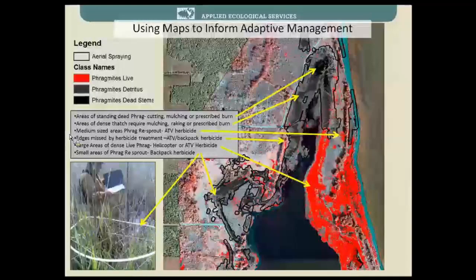Mapping has been really a critical way to not only monitor the Phragmites treatment benefits and effects, but also to dive deeper into refining the treatments that might be needed for follow-up. You can see on the left all the different conditions that were found to be present where Phragmites was previously present and treated.